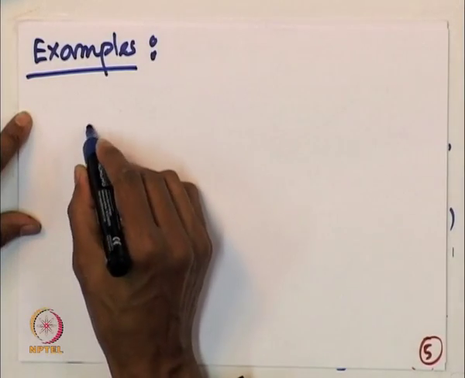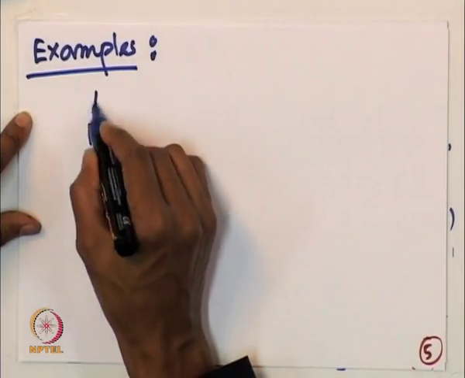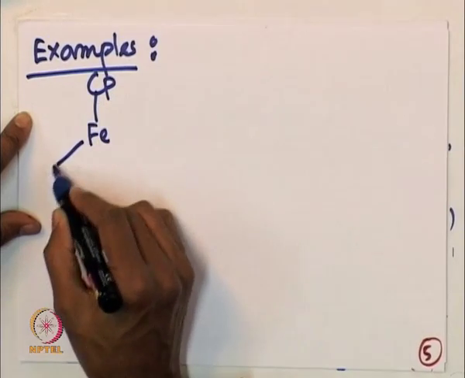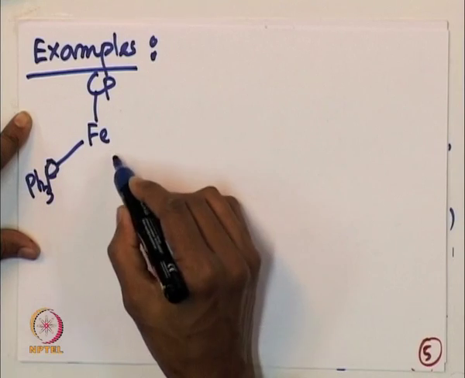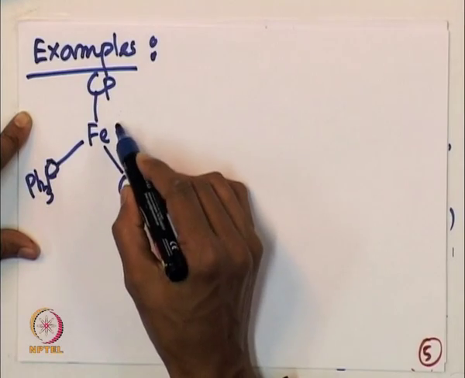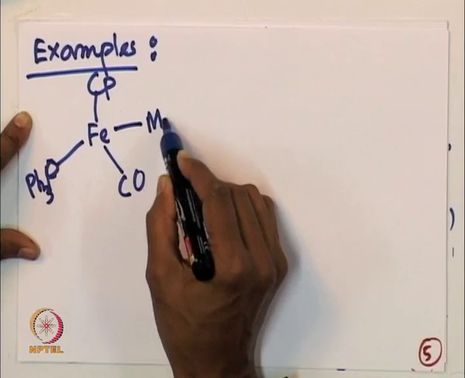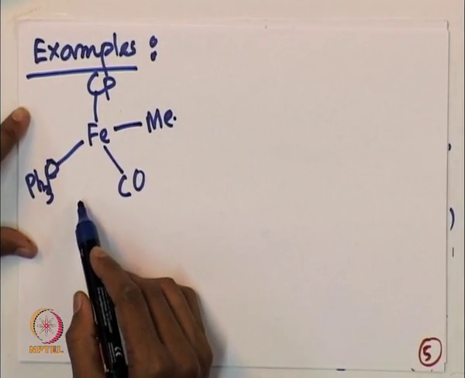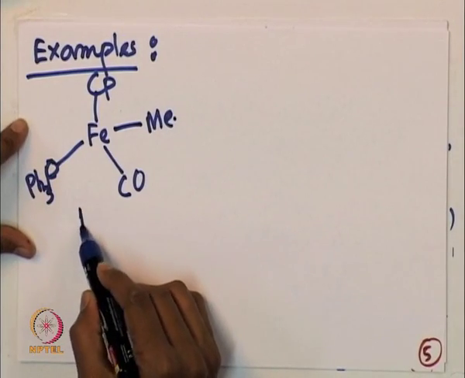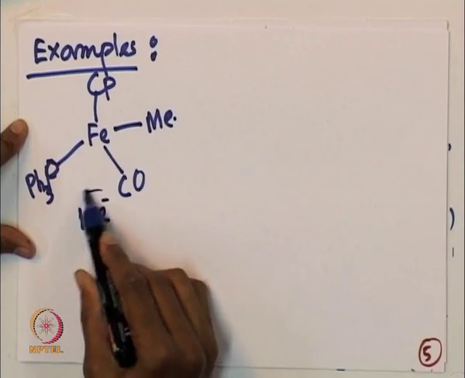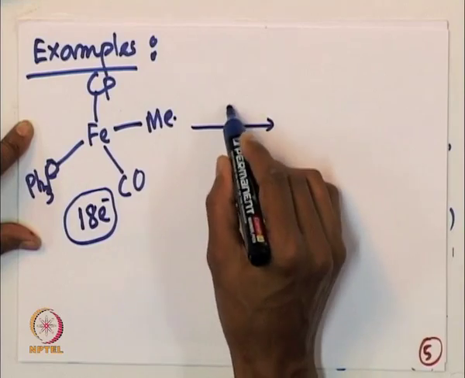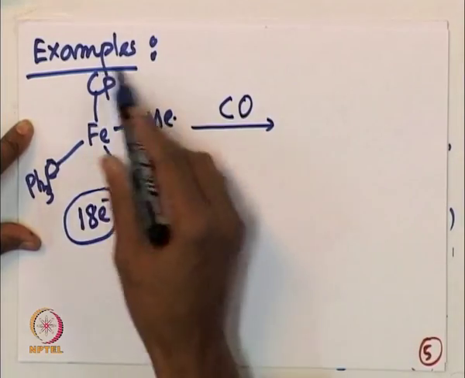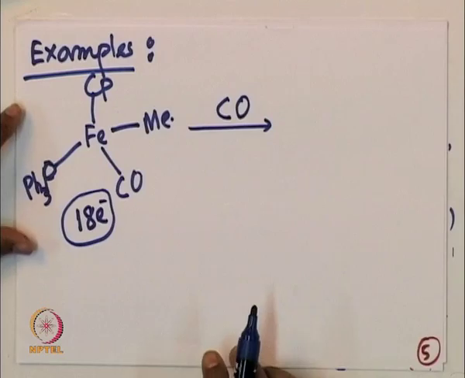Now, if you are looking at an iron complex such as this, you have a dicarbonyl, or sorry, monocarbonyl intermediate. If you count the electrons, it will be an 18 electron species, right. Now, you want to do a reaction in the presence of CO with this iron complex.